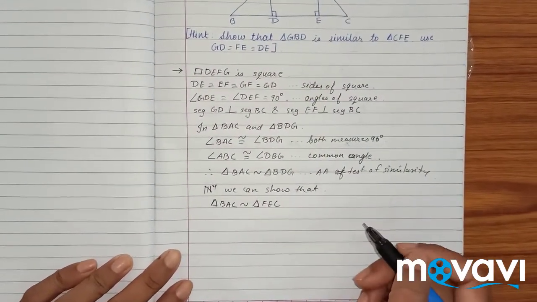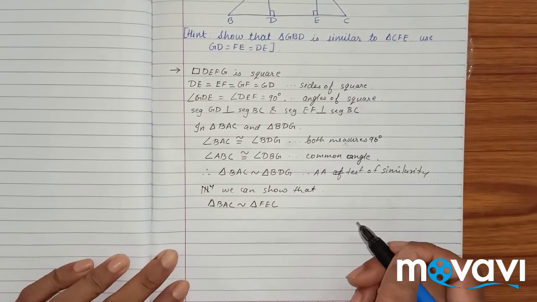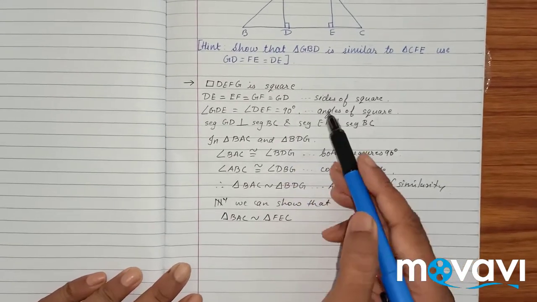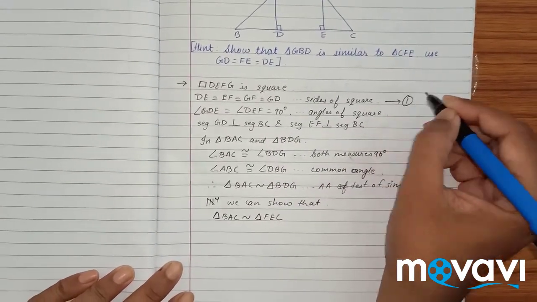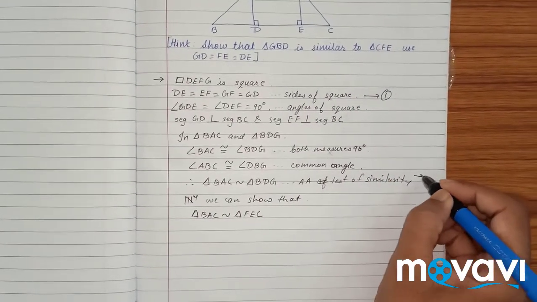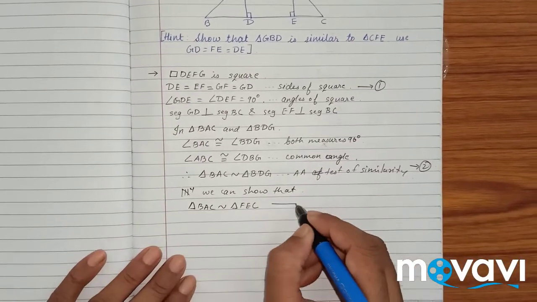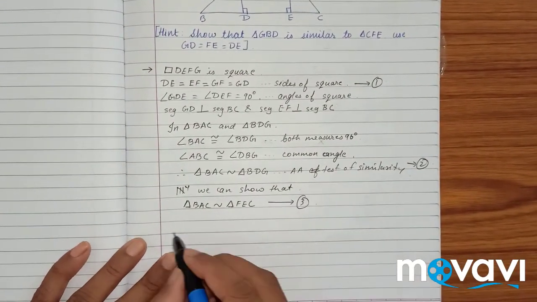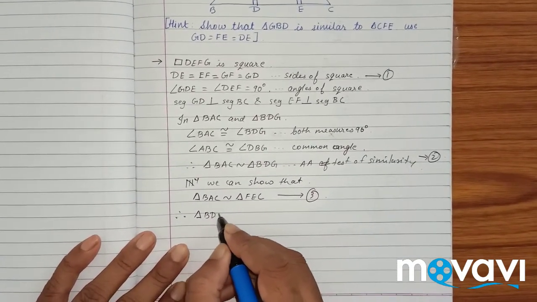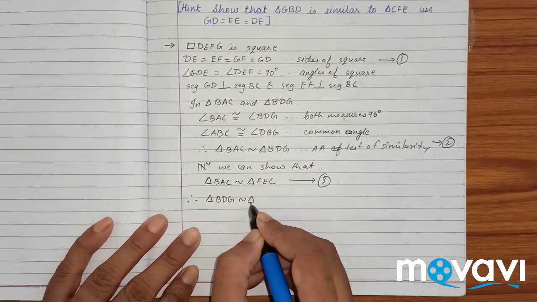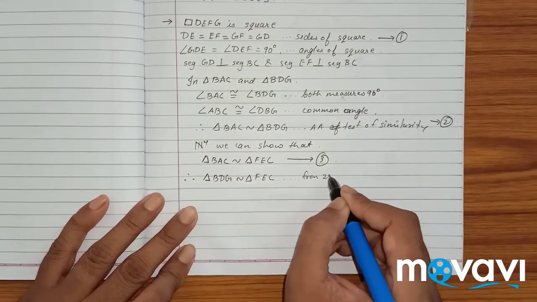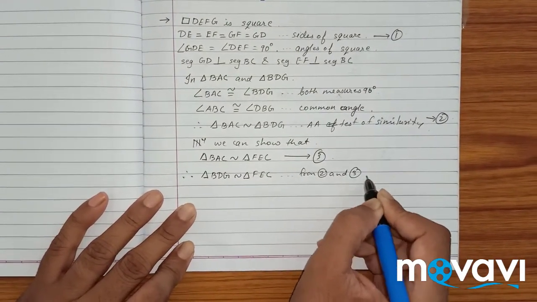I'll require this again and again. Let the sides of the square being equal be my first step, because this is what I'll require afterwards. Then the AA test of similarity, let this be my second step, and let this be my third step. I'll be using it now. Therefore, I can write triangle BDG is similar to triangle FEC, from 2 and 3.